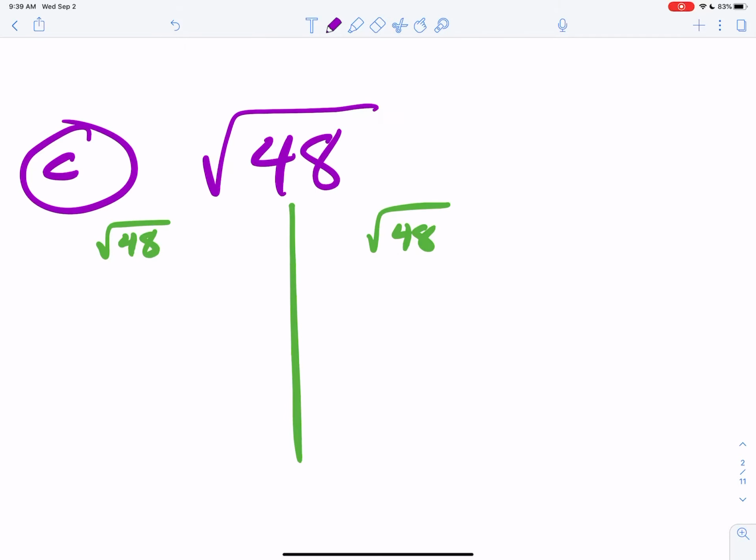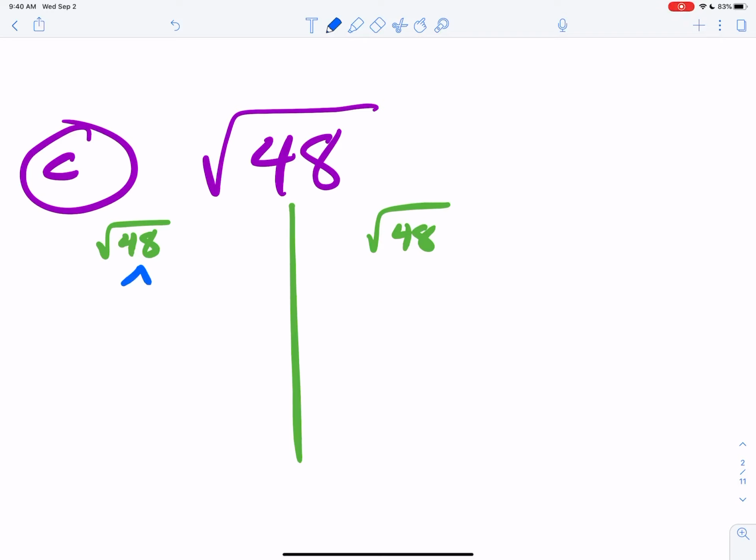So I know that 48 is not a perfect square, so I'm going to break it down. The factors of 48: 6 times 8, okay? 2 times 24, 4 times 12. There's a bunch here. You can even do 3 times 16, okay?